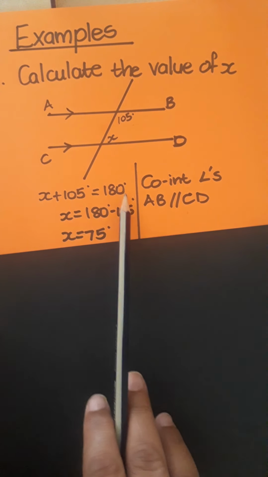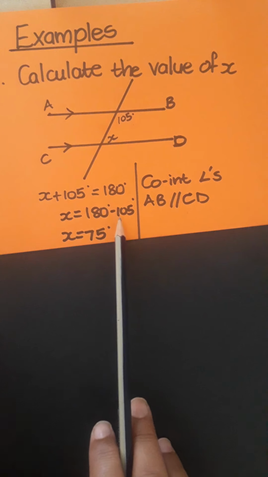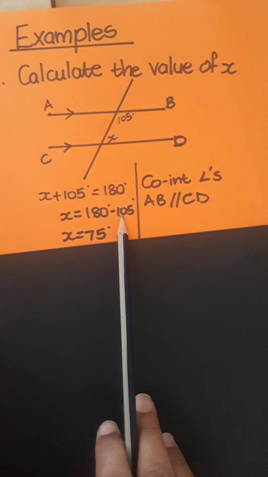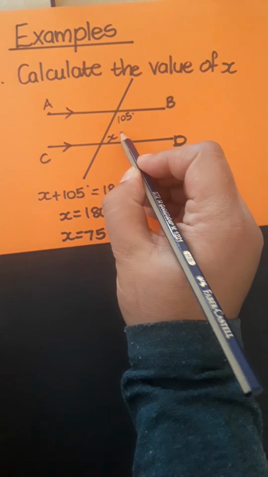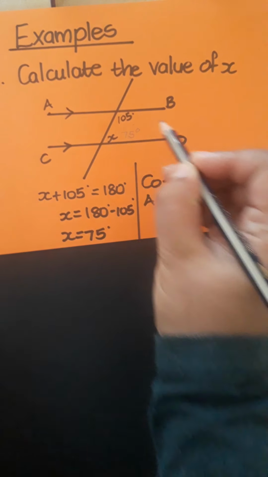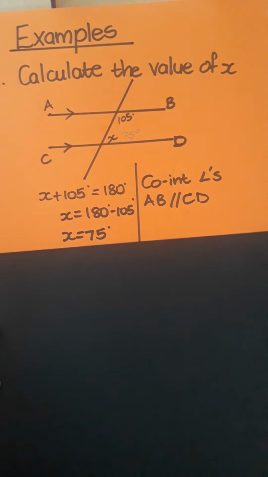Therefore, we're going to transpose the 105 degrees, and in the next step it becomes minus 105 degrees. 180 minus 105 degrees gives me 75 degrees. So the angle x is 75 degrees.